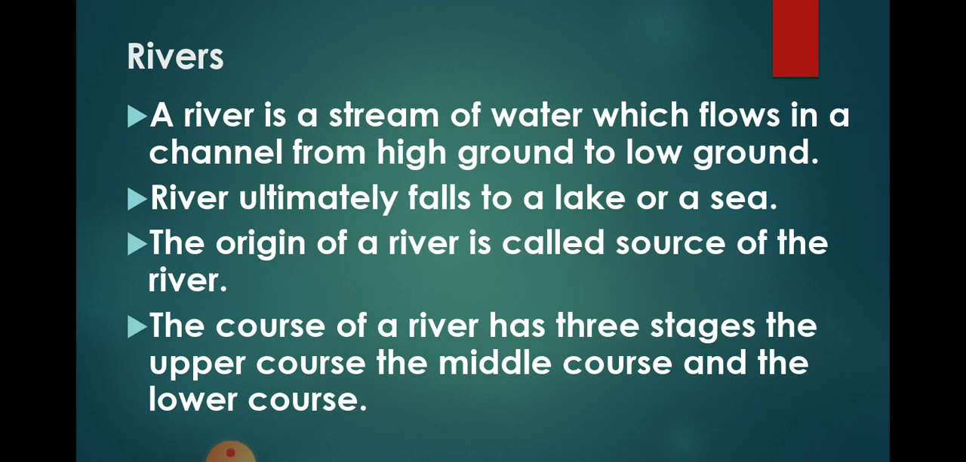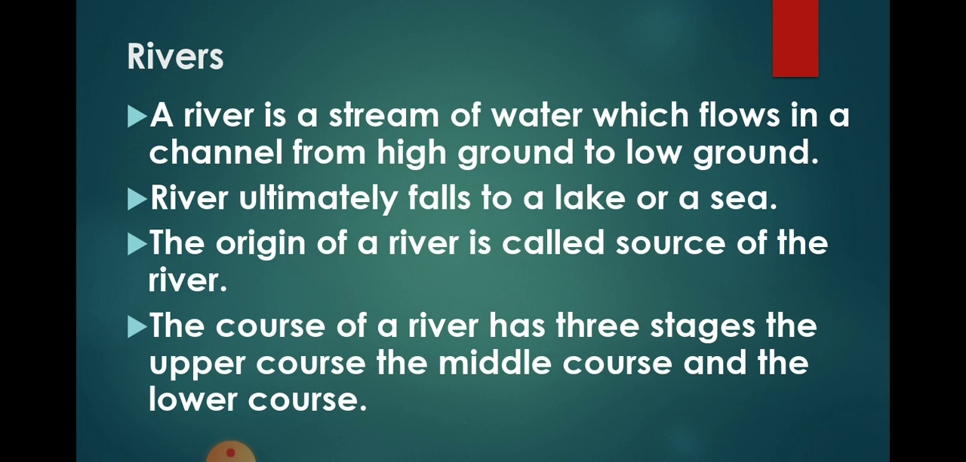Rivers. A river is a stream of water which flows in a channel from high ground to low ground. Usually, we know that rivers always flow from highland to lowland. A river ultimately falls into a lake, sea, or ocean. The origin of a river is called the source of the river. Then what is the place where the river joins with the ocean or sea called? It's called the mouth of a river. The place where the river joins with the ocean or sea or a lake, we call the mouth of a river, and the place where the river originates is called its source.